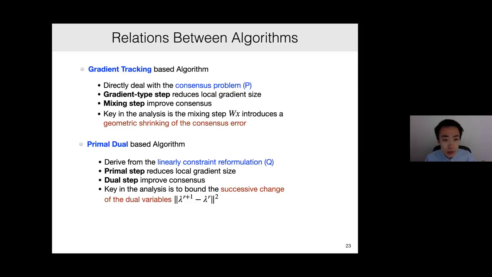So in summary, for distributed problems, we have two types of algorithms. One is gradient tracking, and the other is primal-dual. One directly deals with the consensus problem, which is basically a gradient-type step to reduce the local gradient size, plus one mixing step to improve the consensus. And the key in the analysis is that the mixing step actually introduces a geometric shrinking of the consensus error. For the primal-dual based methods, it's one primal step to reduce the local gradient size, and the other dual step to improve the consensus. And the key in the analysis is to bound the successive change of the dual variable.